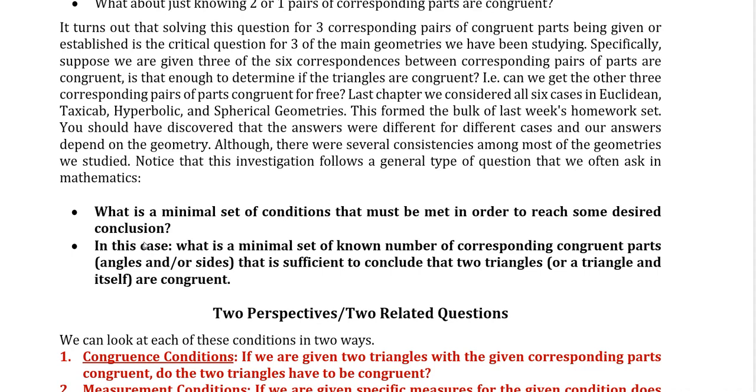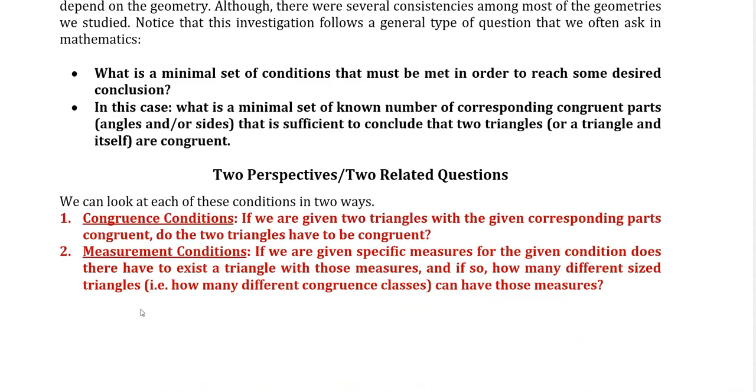So we notice that we have a general type of question that we often ask in mathematics. What is a minimal set of conditions that must be met in order to reach some desired conclusion? In this case, we're asking what is a minimal set of known number of corresponding congruent parts, measures of sides and angles being the same, that is sufficient to conclude that the two triangles, or possibly a triangle with itself, are congruent. So there's two perspectives that we looked at this.